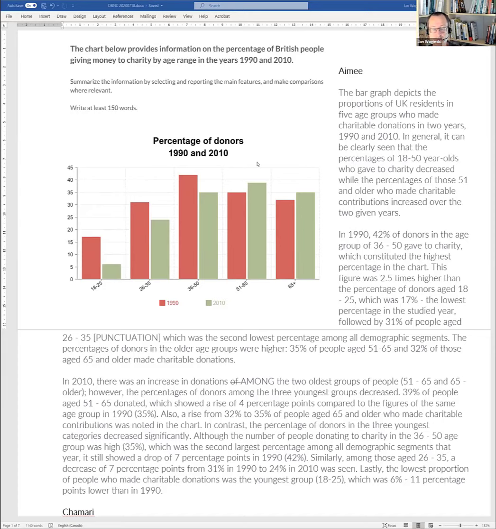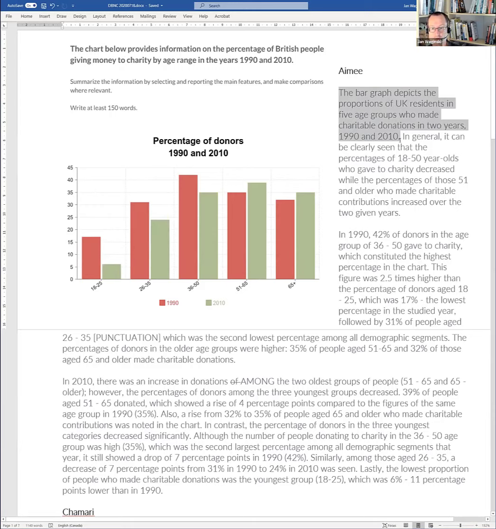Okay, so everyone's probably quite familiar with this graph at this point. We can read this one over. This is a pretty good example of a description for this graph. It was written by Amy. The bar graph depicts the proportions of UK residents in five age groups who made charitable donations in 2 years, 1990 and 2010. That's the context.